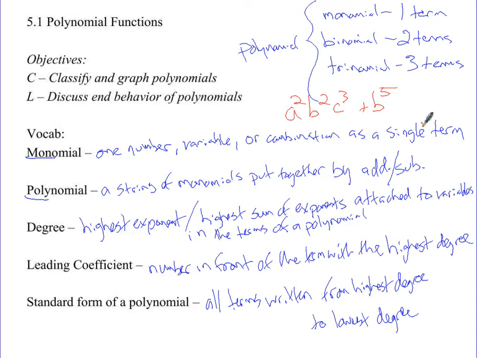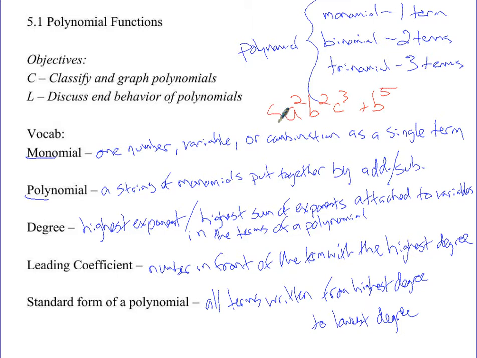It's still 7, because this term has a degree of 7. This term has a degree of 5. The degree of the polynomial is the degree of the term that is highest. This is the degree that is highest, 7. So therefore, this polynomial has a degree of 7.